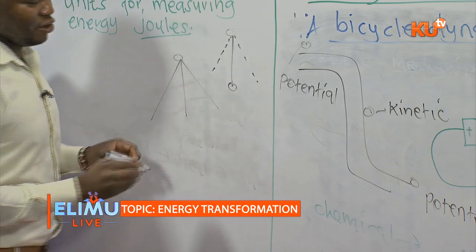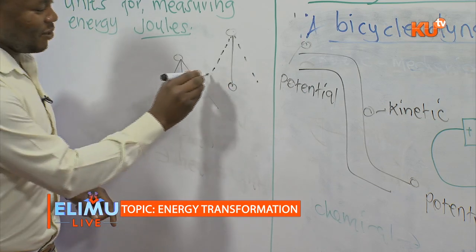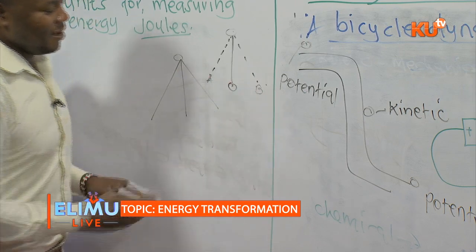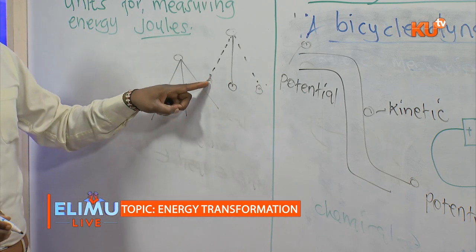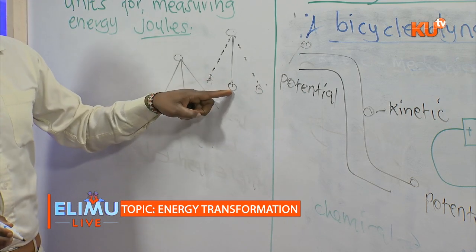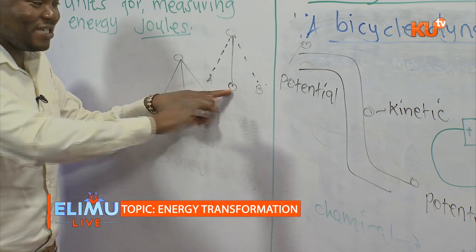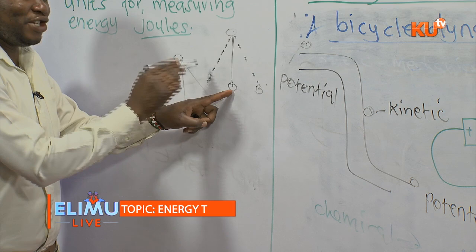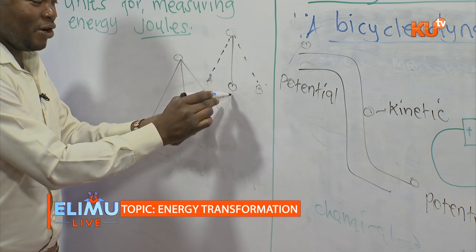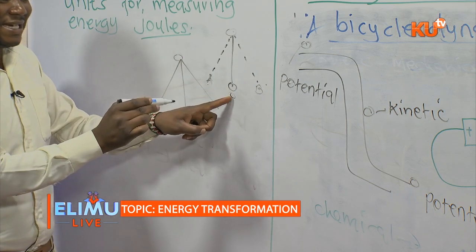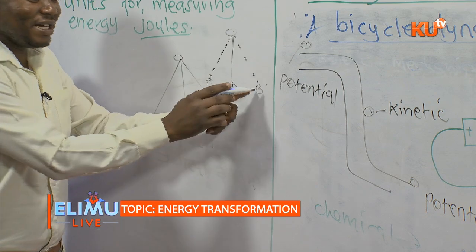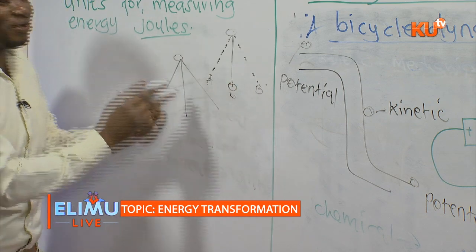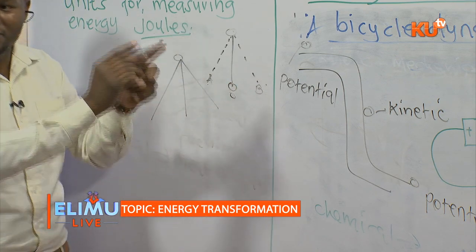Then this one. You release it. It is going to move from point A to point B. So from point A, it is potential. Then here, it cannot stand here because it is in motion. It is going. So from point A, it's potential. From point O, it is kinetic, then potential. It will rest here for a moment, then come back. So it will keep on swinging.